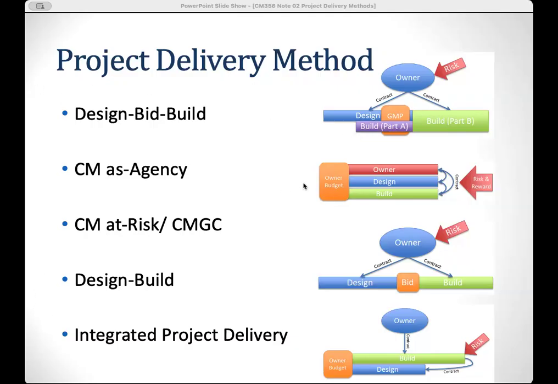Any questions so far? Never mind. Okay, good. Thanks for answering me, Josh. GMP is guaranteed maximum price, right? Yeah, GMP is the guaranteed maximum price. So this part is going to here. Okay. Thank you. Yeah.